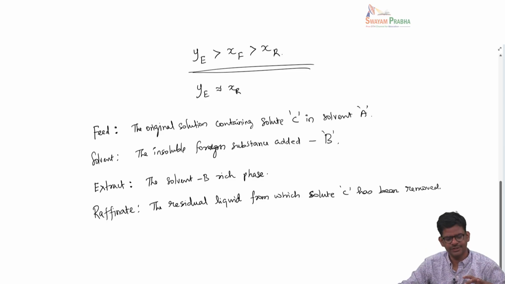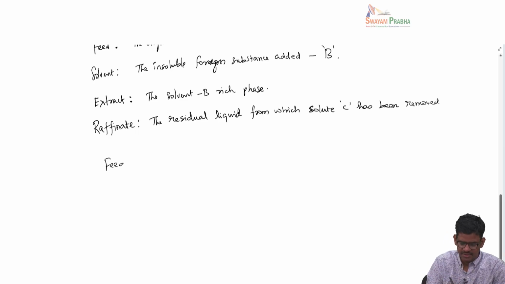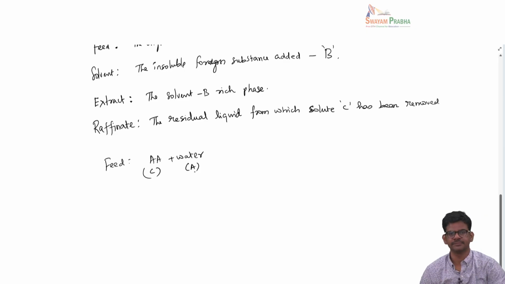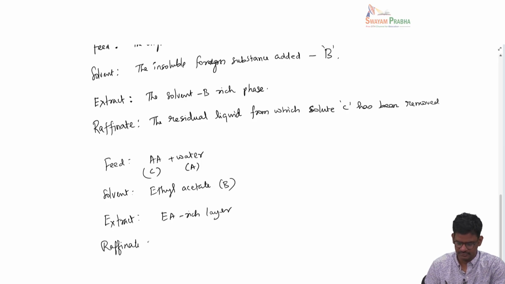So if I connect these terminologies to the example I showed you here, we would say the feed here is nothing but acetic acid plus water. So this is our feed. Acetic acid is component C, water is component A, and the solvent is ethyl acetate, which is component B. Extract is basically the ethyl acetate rich layer. Raffinate is the water rich layer.